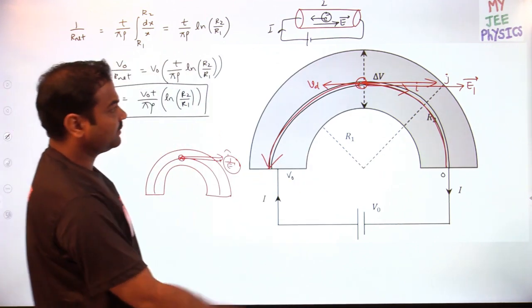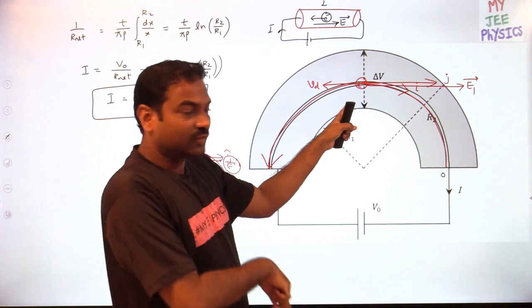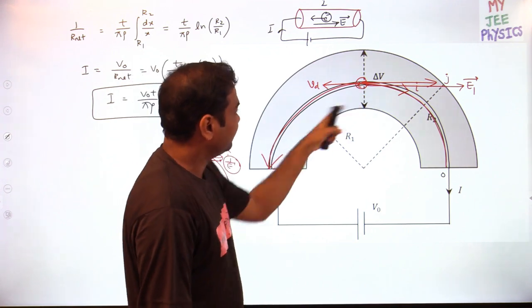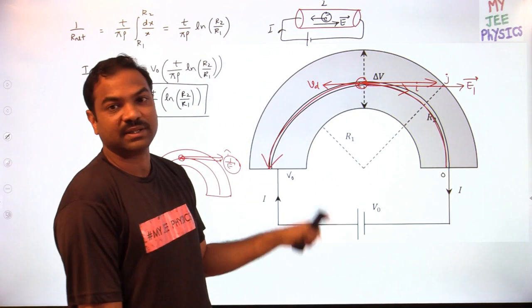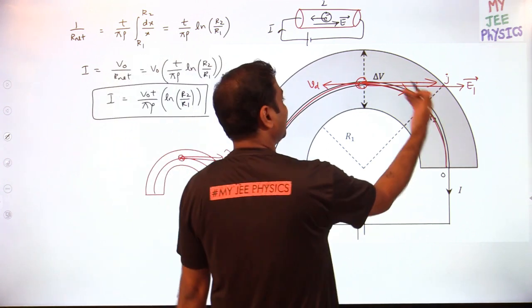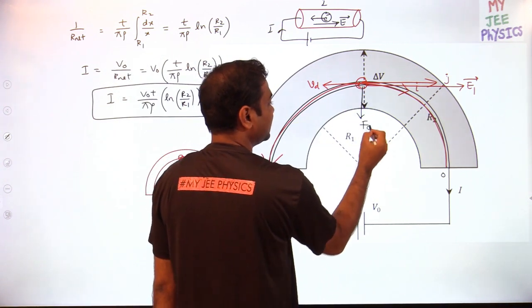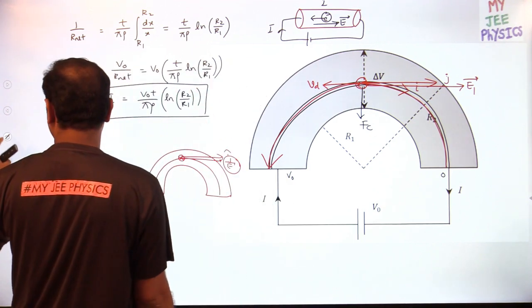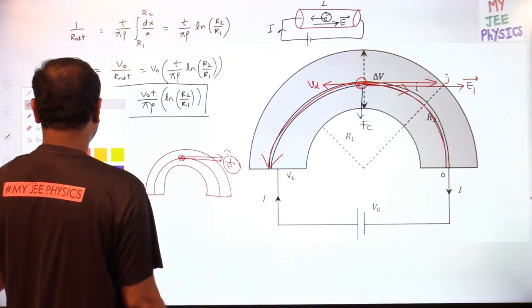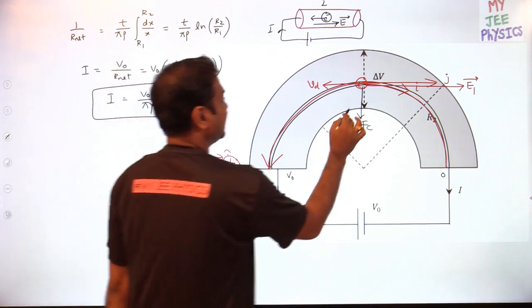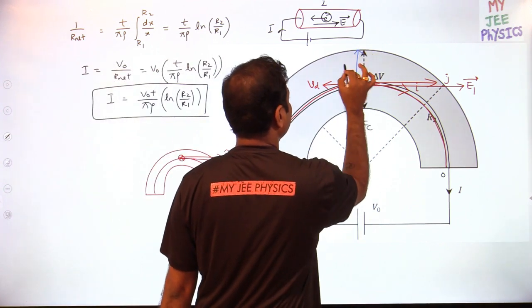But there will be one more field which will make the electron flow in a circular path. To make the electron flow in a circular path, there will be what? A centripetal force acting in the downward direction. That means the electric field will be there in something like this direction.